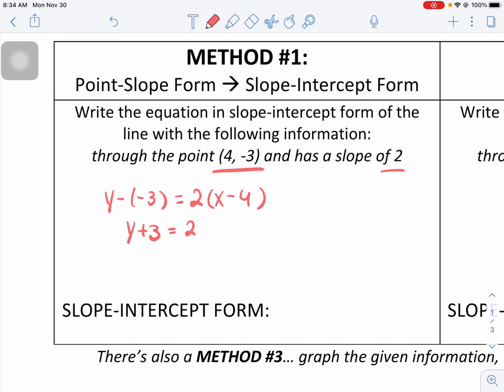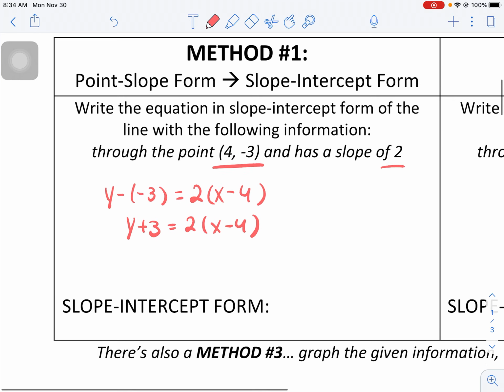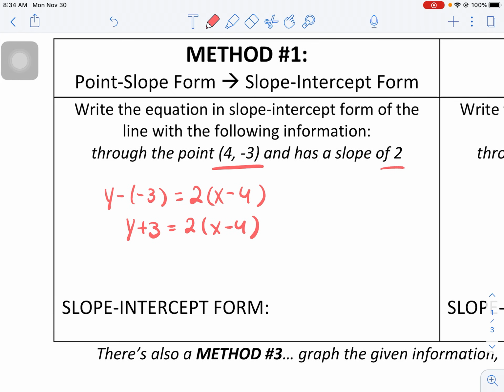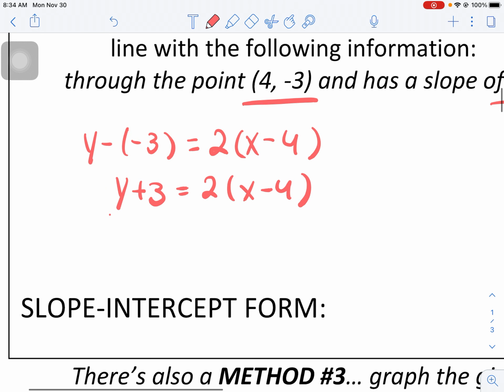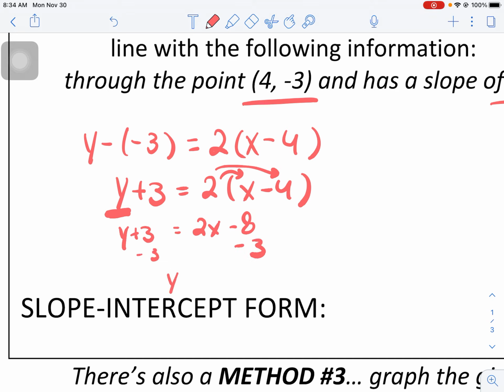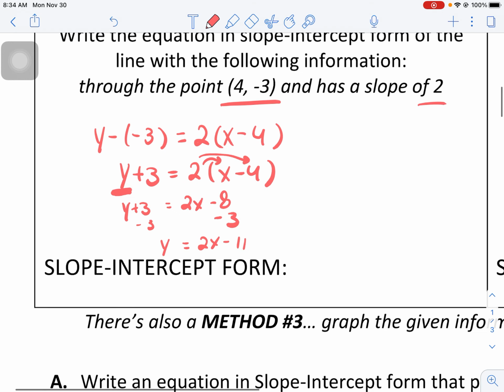This becomes y plus 3 is equal to 2 times x minus 4. All right. In order to go to slope-intercept form, you need to solve for y. So we need to get this y by itself. The first thing that I'm going to do is distribute. So we have y plus 3 is equal to 2x minus 8. Now, if we subtract 3 from both sides, you get y by itself is equal to 2x minus 11.